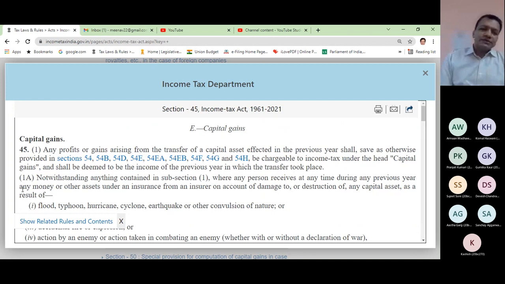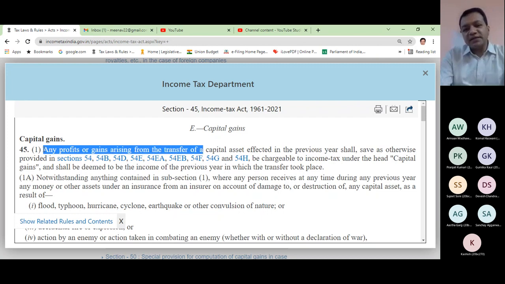So I'm starting reading section 45 subsection 1 for you. See this one word by word. Any profits or gains arising from the transfer of a capital asset, as we can see these two words, capital asset. This word is relevant. And what another thing relevant which you can see? Transfer. So in this line, two technical points have come out that there must be a capital asset and it is transferred.